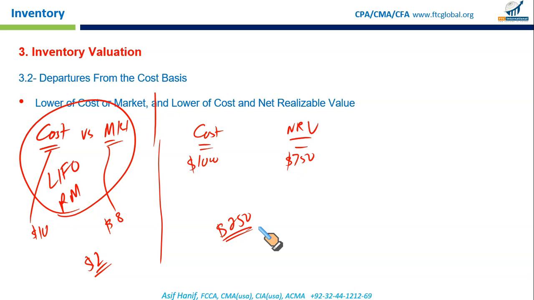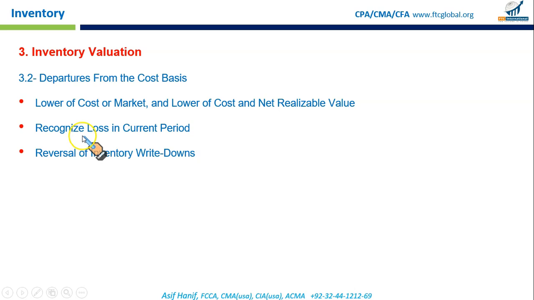And please note, this loss, once written off, cannot be reversed. If the NRV increases or if the market price increases, the loss cannot be reversed. GAAP doesn't allow the reversal of inventory loss. Please, this is an important point to be noted. So that's what it says.